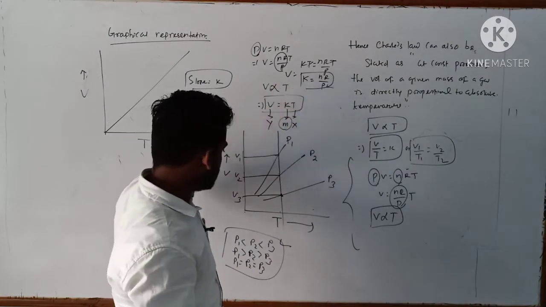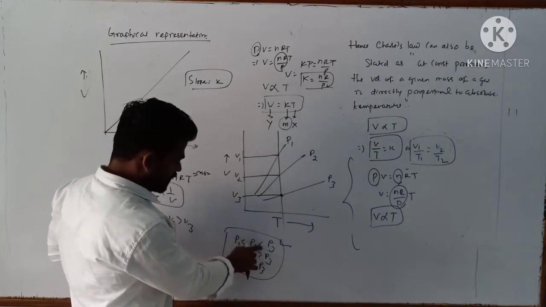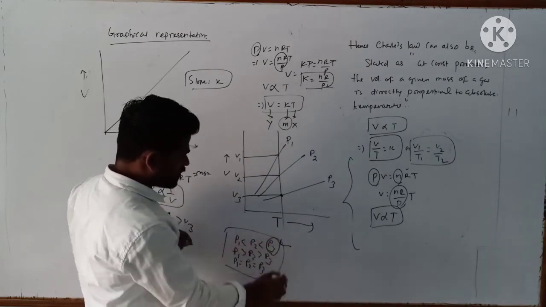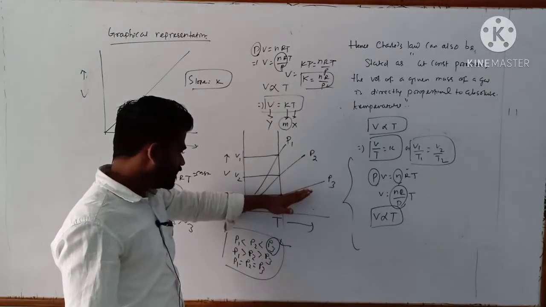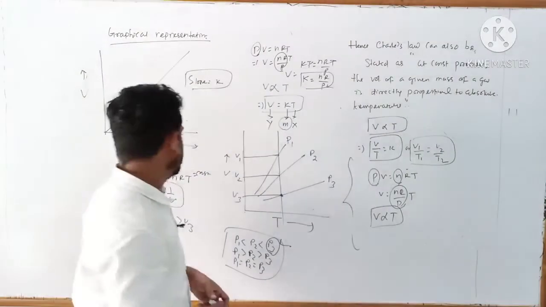So you can see here this pressure is maximum, P1 is less than P2 is less than P3. So which one is maximum pressure? P3 is maximum pressure, so its slope is present below. Okay, you can compare like this. Very good.